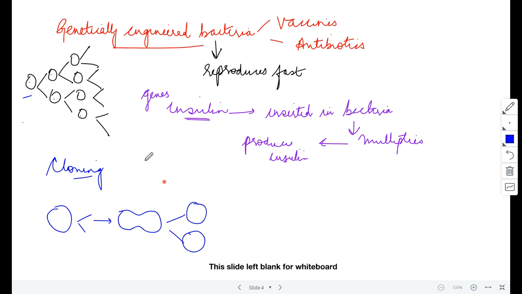Only one parent is required to reproduce. That kind of reproduction, when only one organism is involved, we call asexual. And asexual reproduction happens with cell division. This is a cell dividing. If you could see, this cell is going to divide like this, and then two cells are made. You understood?